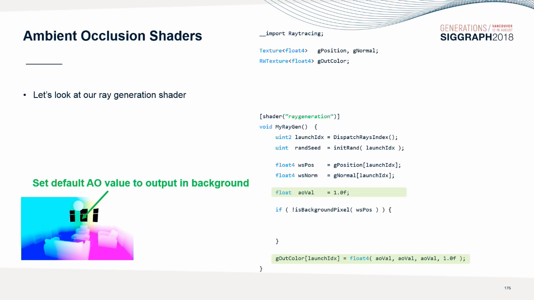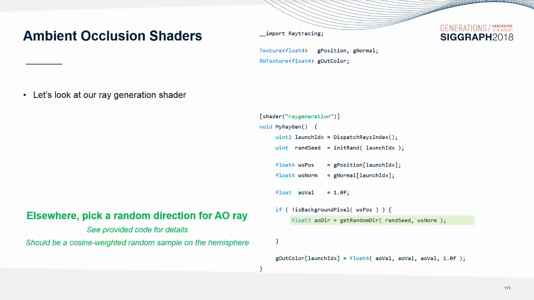Then I'm going to set my default ambient occlusion value. And why do I need to do this? Because, well, if you hit the background like these black pixels here, I need to have some ambient occlusion there. I'm not going to spawn new rays. I'm going to call it 1 for completely lit there. And then at the end, I'm going to output this into my color buffer, either directly or once I spawn my ambient occlusion ray.